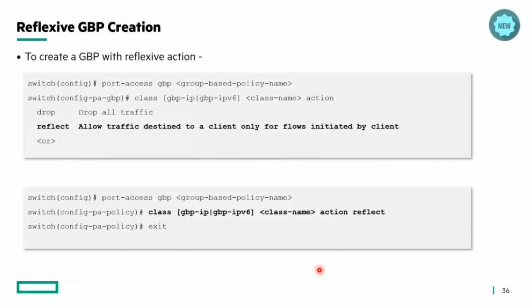So similarly, for reflexive GBP creation, I'll be creating either a GBP IP class or GBP IPv6 class, and will be associating that class to the GBP policy with the action set as reflect. So by default, it is permit, and even with this reflect, the workflow is permit, and we have options to drop as well. That is a pre-existing action field for the GBP feature. For the reflexive GBP feature, only reflect is the supported action keyword. So we can associate that action reflect to the GBP IP or GBP IPv6 classes.